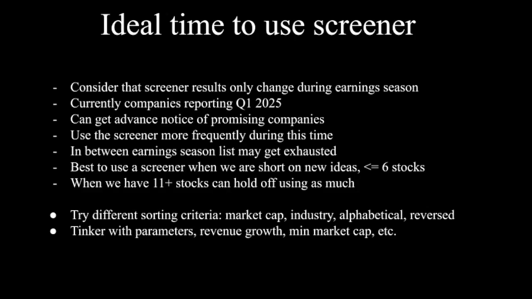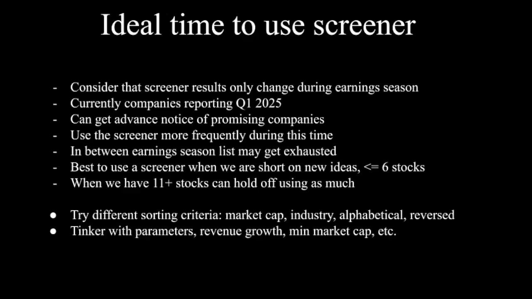After earnings season, there's about a month and a half where the list might get a bit stagnant and not updated for a while. So I'll use screeners a bit less when we're not in earnings season. I also like to use screeners more when we're short on new ideas or we're getting low on stocks. So if we have 6 or fewer stocks, I'll use a screener a lot more often to try and find a new stock. However, when I get above 11 stocks and I feel like I own too many companies, it makes more sense to do a bit more research on our existing companies and not keep pushing to find as many new companies.